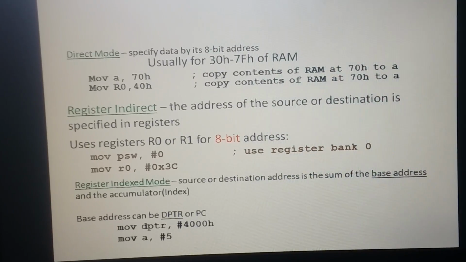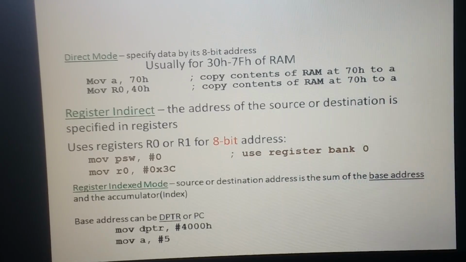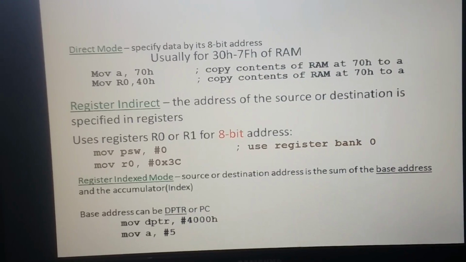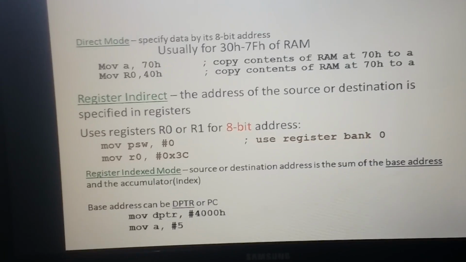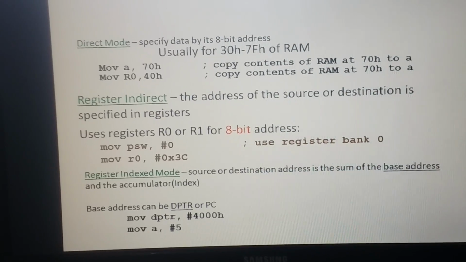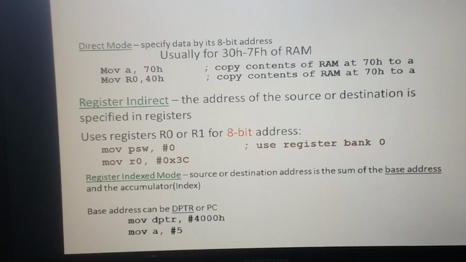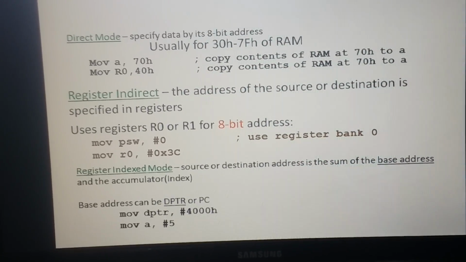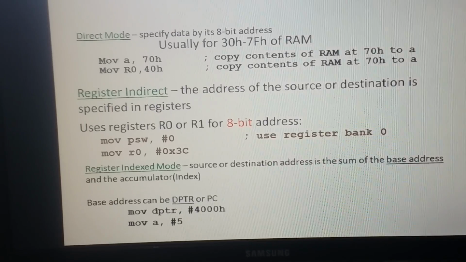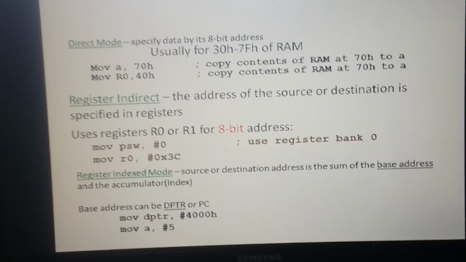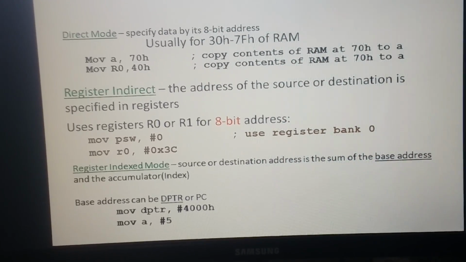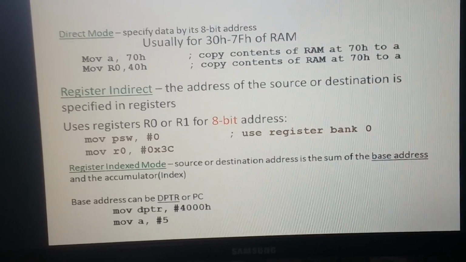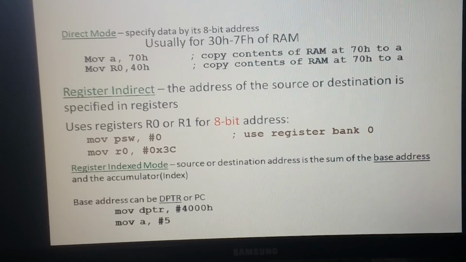Next comes register indirect. The address of the source or destination is specified in registers. Here we use examples like MOV PSW, #0 and MOV R0, #0x3C. The address of the particular data will be moved to the register. This is register indirect. Next comes register indexed mode. The source or destination address is the sum of the base address and the accumulator index. The example is MOV DPTR, #4000. Here your base address and the accumulator index are added so that the data will be moved to your DPTR.